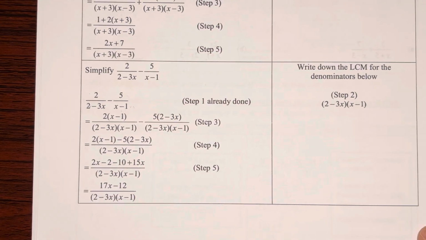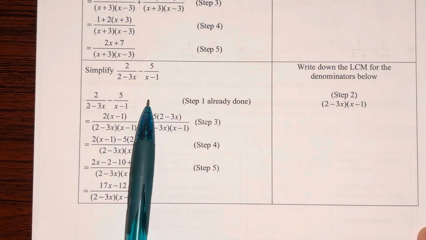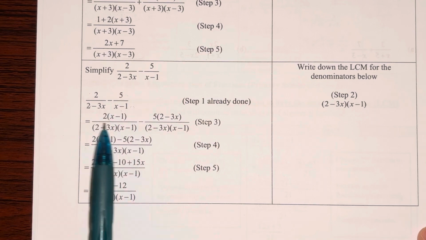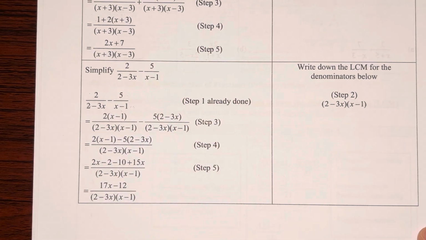So you can see that even in Sec 2, or in fact at O levels, your math has not changed. To combine any fraction, make the denominators the same, combine the numerators, and then simplify. So I hope you've learned something.